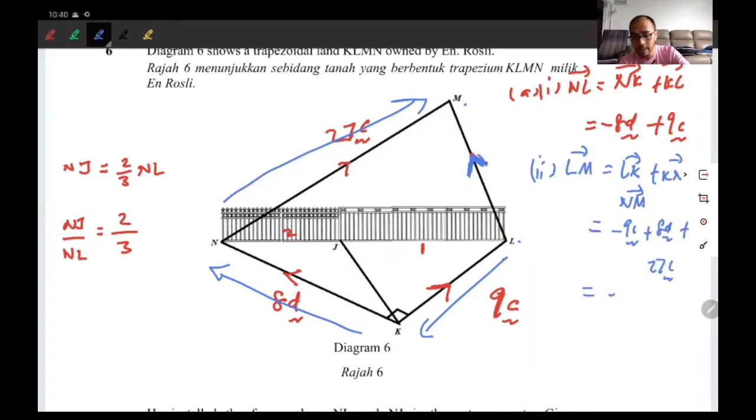So what you get is 8D plus, negative 9 plus 27 is 18, so 18C. Okay, so we get these two.